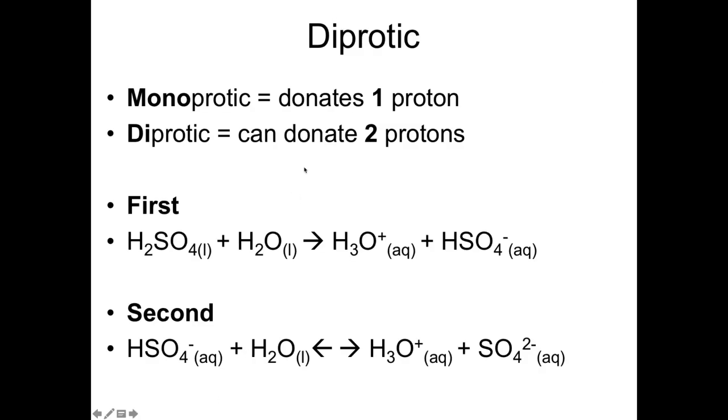Moving on to diprotic. So monoprotic donates 1 proton, diprotic donates 2. You don't need to know how to do diprotic equations. It's just important to know that when you have a diprotic acid, it'll deprotonate twice and give off a hydrogen twice. So sulfuric acid, H2SO4 plus water goes to H3O plus and HSO4 minus. And then what's going to happen is the HSO4 minus will also get rid of a proton or hydrogen, and then you'll end up with this reaction here.